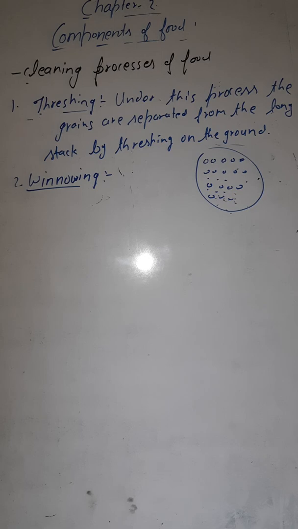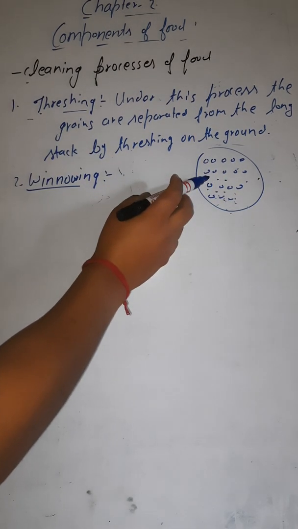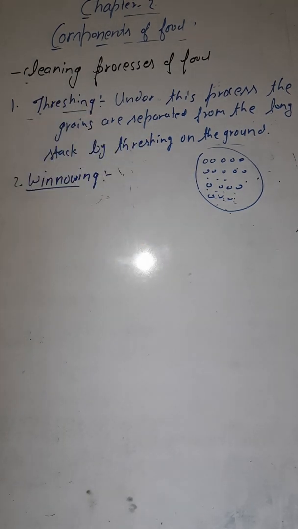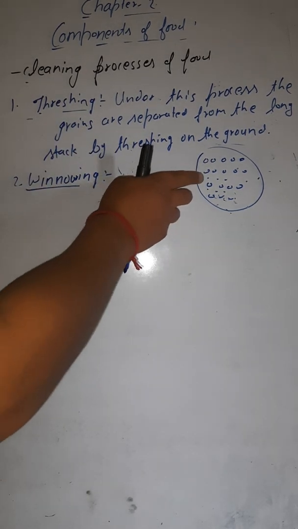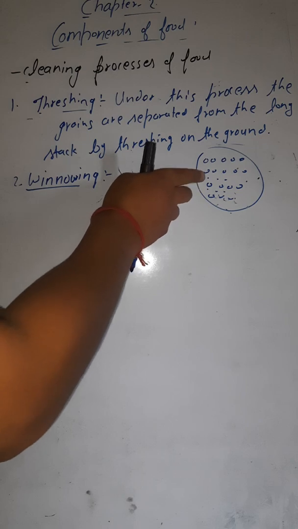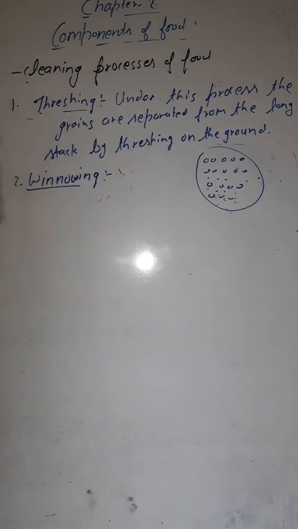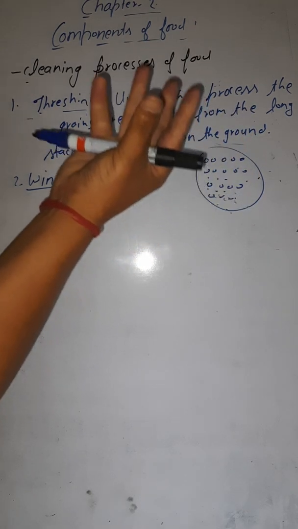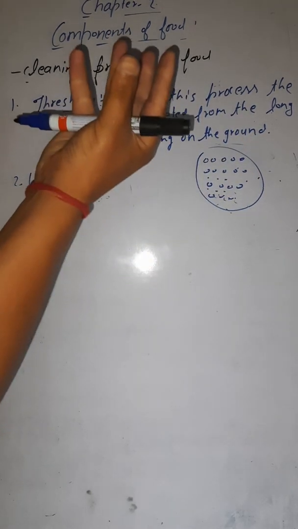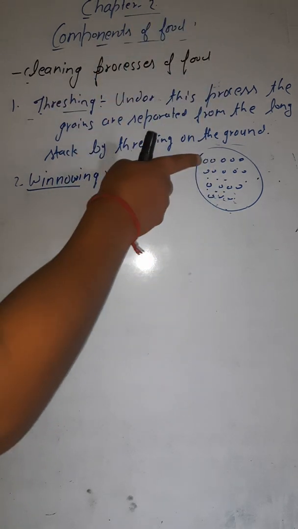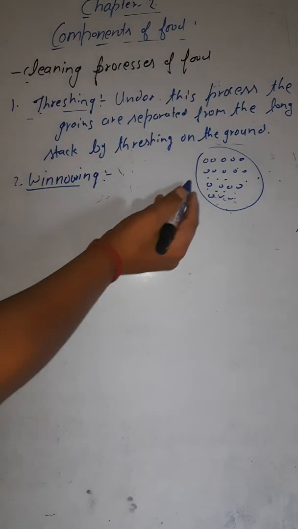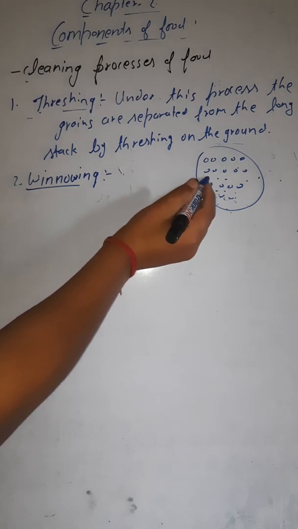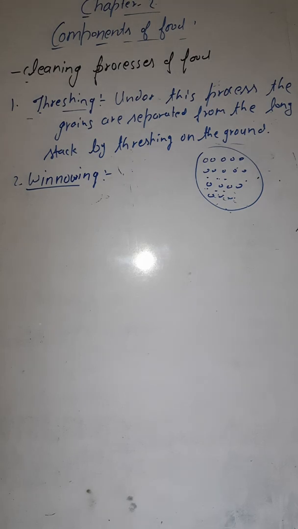Now again you can see these are the grains, but in between there are some other lighter particles also which you do not need. How will you separate these lighter particles, these small particles? Because you need the cleaned grain, you need the pure grain. So how do you get these pure grains? You get them by separating out these lighter particles.